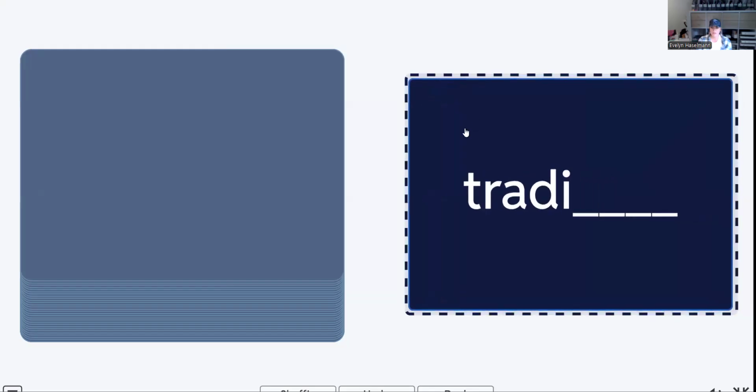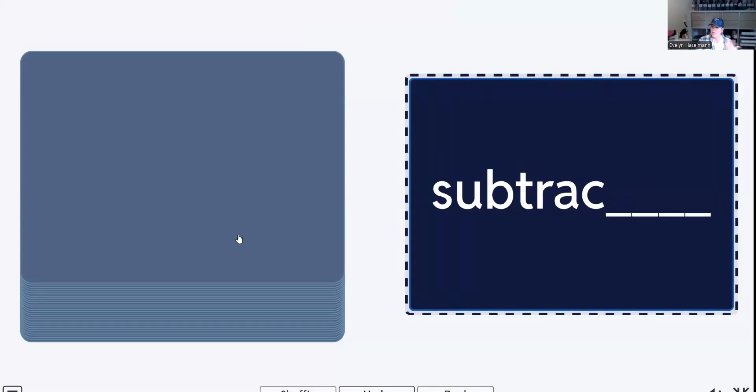I'm going to deal a card, tradition, okay? I need to know, is it TION or SION? That's after a short vowel. You might have to look it up. I obviously know that that's a TION. Okay, so do you want to go again? I'm the student right now. Yes, I want to go again. Okay, subtraction, okay? That's after a consonant, TION.